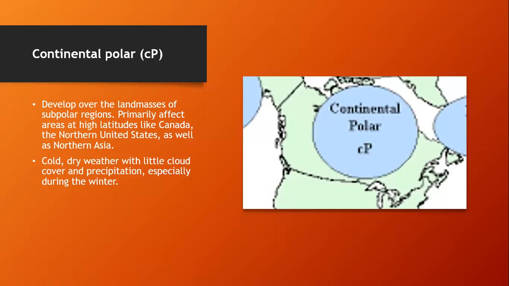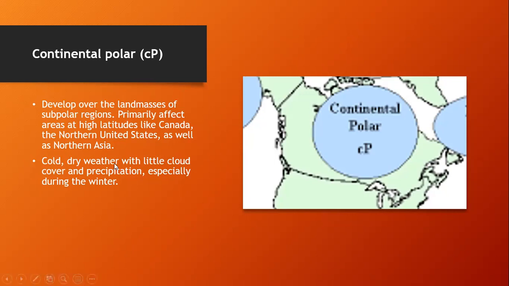And it's polar, so it's near the pole. It's more northern. It's going to be near, as it says, develop over land masses over subpolar regions. And like this says, it's of areas of higher altitude. So this picture has Canada, the northern US, northern Asia. And so that's where you're going to find these air masses, continental polar, over the continent near the poles.